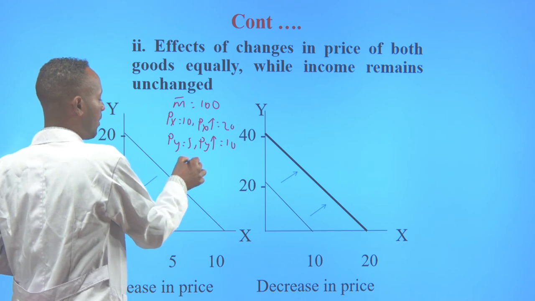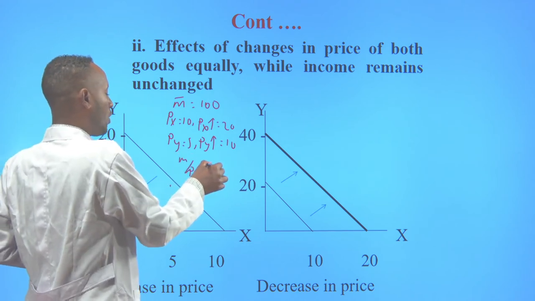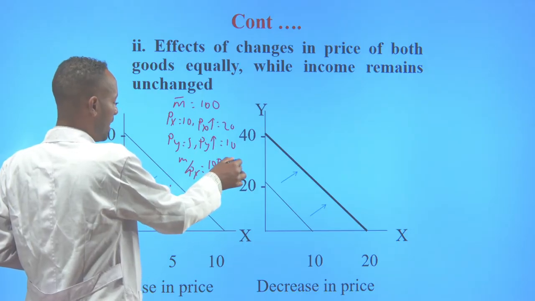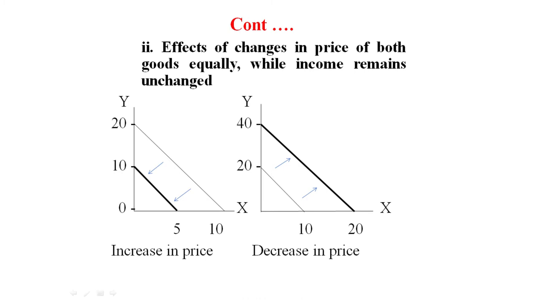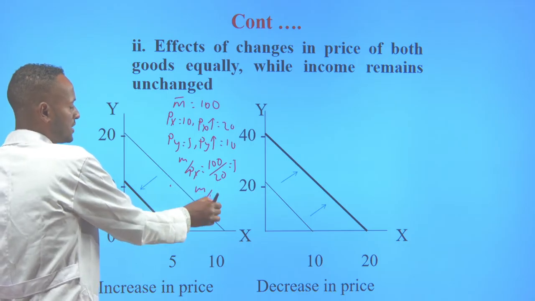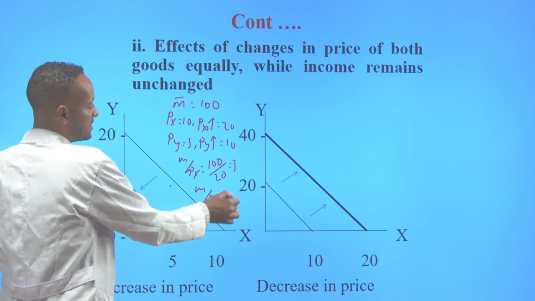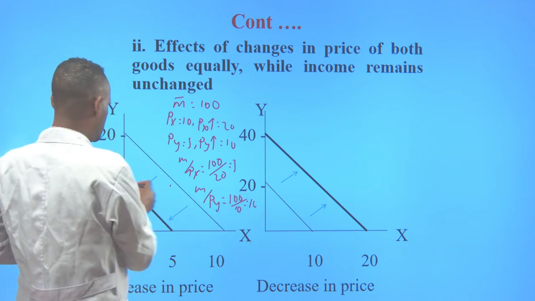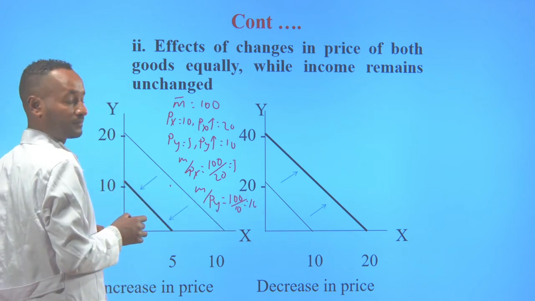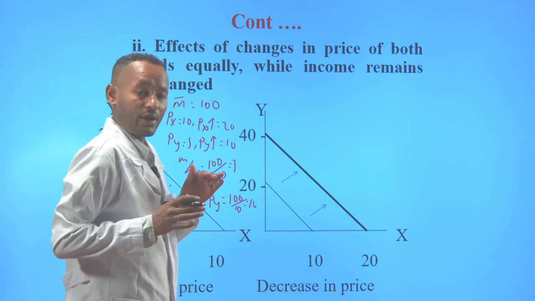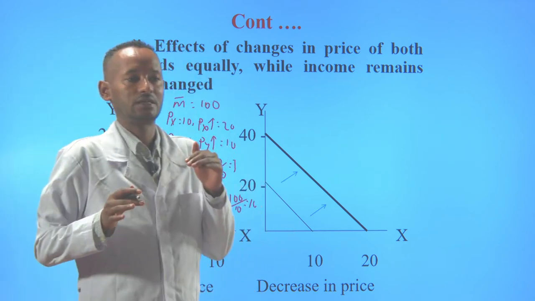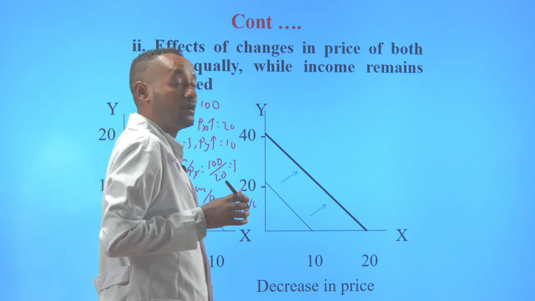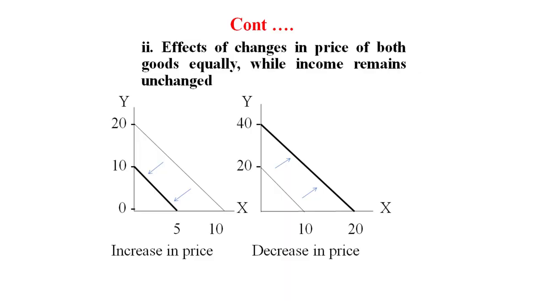Now there's a change in the vertical and horizontal intercepts of the new budget line. M over price of X will give you the horizontal intercept of the new budget line, which is 100 divided by 20. This is 5. This is the horizontal intercept of the new budget line. Similarly, M over price of Y will give you the vertical intercept of the new budget line, which is 100 divided by 10, which is equal to 10. So, while the income of a consumer remains unchanged, with an increase in the price of both goods by equal percent, the budget line will shift inward, allowing us to buy less of a commodity.